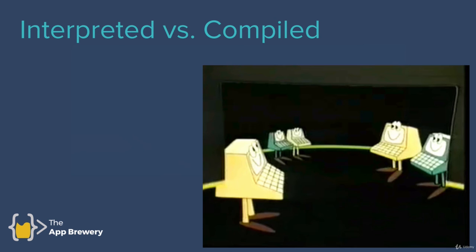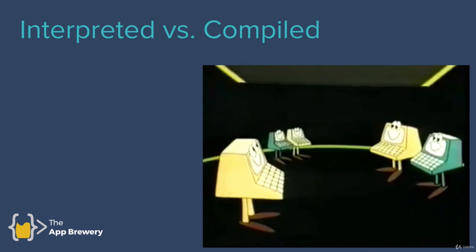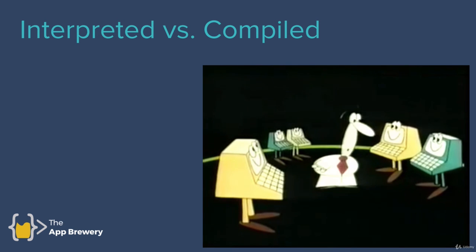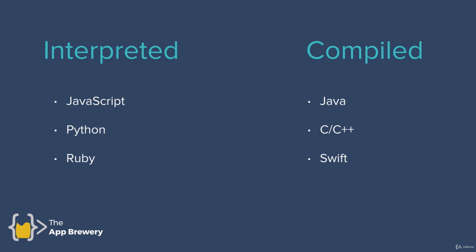The main difference is that JavaScript is an interpreted programming language, whereas Java is a compiled programming language. So I'll defer to this brilliant cartoon from a TV show called Bits and Bytes from the 1980s to explain this. It's from a really awesome Canadian series, and I'll include a link to the video in the resources section of this lesson.